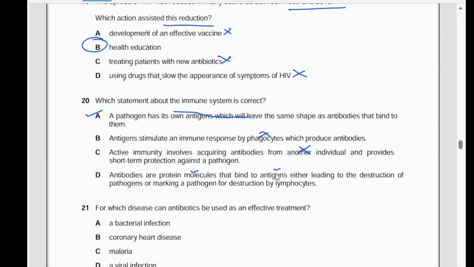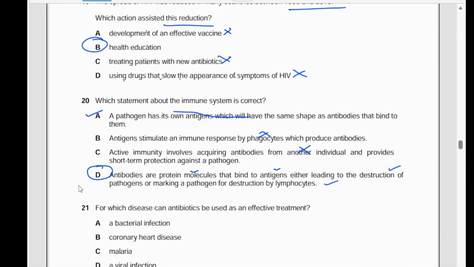I think this one is correct: either leading to the destruction of the pathogen, or marking a pathogen for destruction by phagocytes. This one is more okay. No, no. Antibodies have a complementary shape to antigens, not antigens have a complementary shape to antibodies. So D is correct. That's why I read all the options before marking it. So you also need to read all the options before choosing your answer.